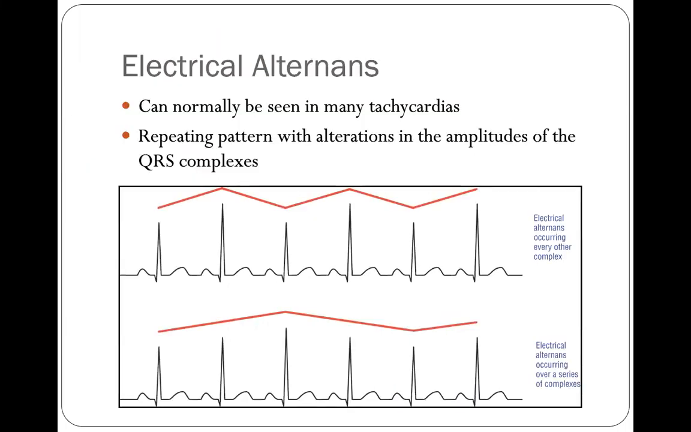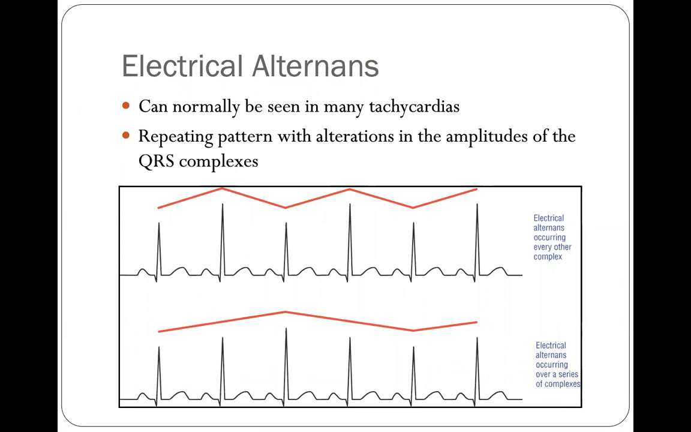You also might see something called electrical alternans in tachycardias. This is normal in a lot of tachycardias. And it has to do with this pattern that we see in the QRS complexes, where the QRS complexes are normal in terms of their rhythm, but you see a difference in their amplitude, where every other one changes its amplitude. And they get big, small, big, small, big, small, or they can even fall into a pattern of getting larger, then getting smaller, then getting larger, and then getting smaller over a series of complexes.